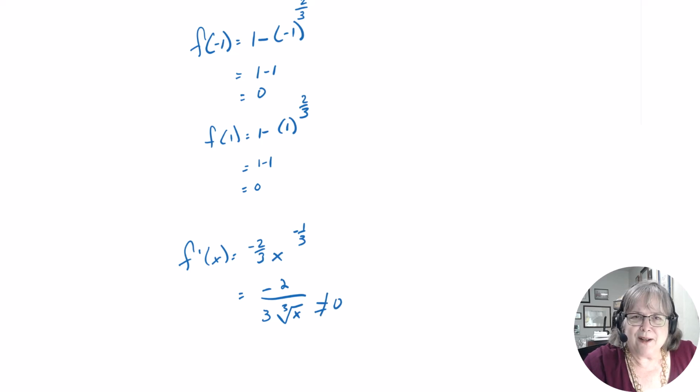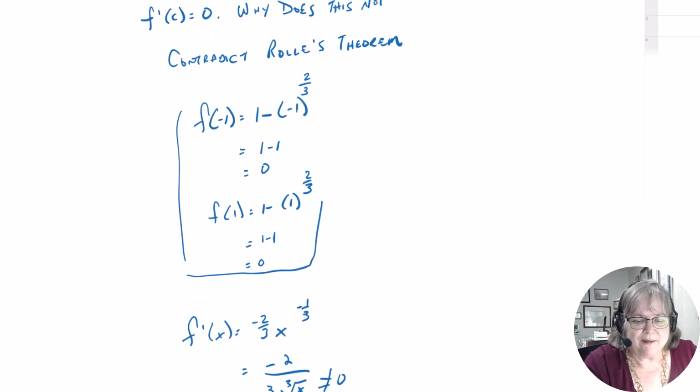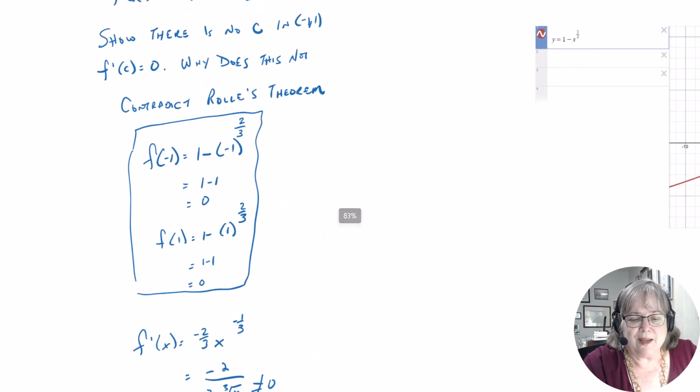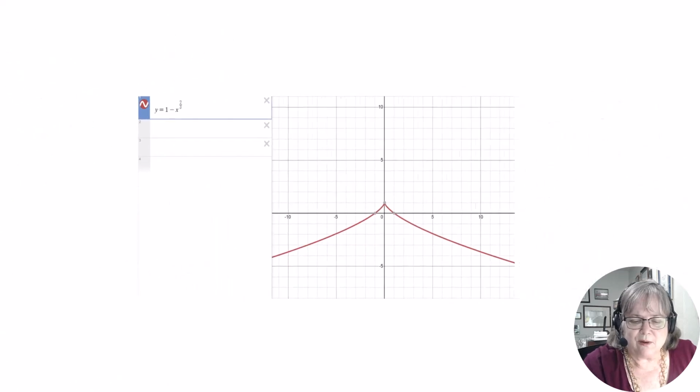Now, why doesn't that contradict Rolle's theorem? Because Rolle's theorem says it has to be differentiable to start. So you can do this math all day long, but you can't get past: is it continuous? Yes. Is it differentiable? No. So if it fails the differentiable condition, then you can't say that there's some location where the slope is 0. So this is what this graph looks like.